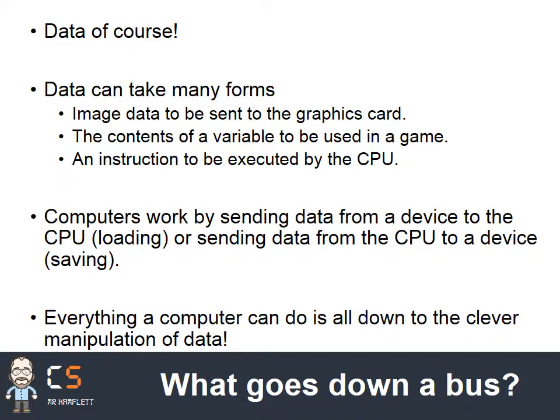Instructions to be executed. Remember I said when you load up a program, it's going to be stored in RAM. Well, that program still needs to get to the CPU, and it's done by sending it over a bus. So the bus is going to be sending data, and that data can take many, many different forms. I've just given you 3 examples. There are lots of different examples. Computers work by sending this data over. So when we send the data, we might be loading data up, so I might be loading up an instruction from memory into the CPU, or I might be saving it, so I might be saving the current score into a variable which is stored in RAM.